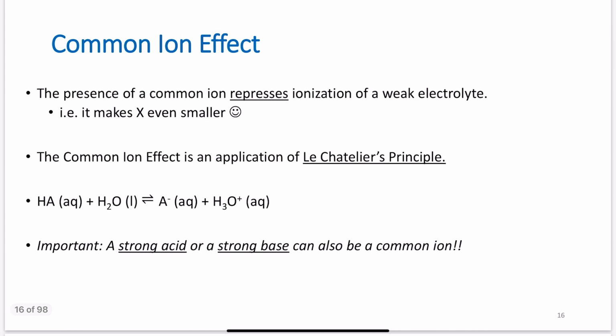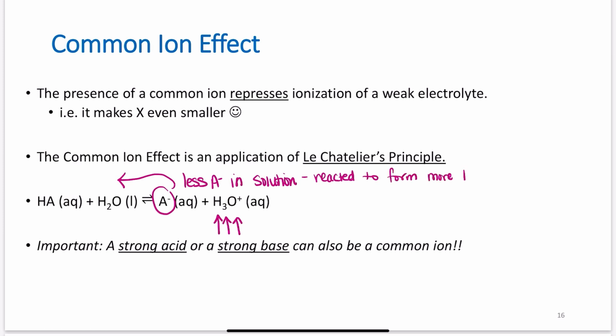So, the common ion effect. What we just saw is an effect of the common ion effect. The presence of a common ion represses ionization of a weak electrolyte. Basically, it makes x even smaller. The common ion effect is an application of Le Chatelier's principle, though. In this system, when we added strong acid, we increased the concentration of H3O plus in the system. By adding that acid, we superficially increased that acid concentration. That caused more of this to react, the reaction to go this direction, meaning less A- in solution, because it was reacted to form more HA.